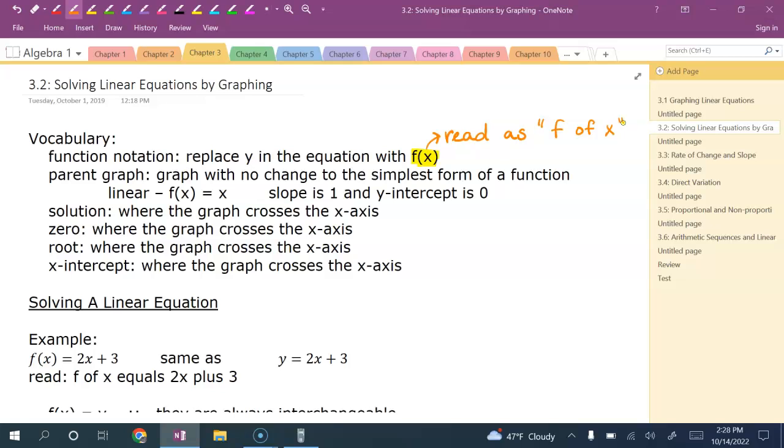A solution, a zero, a root, an x-intercept, all of these here, they mean the same thing. They all are talking about answers to the problem. So if you're solving for x and you get a number, that would be considered a solution. But it would also be able to be called a zero or a root or an x-intercept. And that's just where the graph crosses the x-axis.